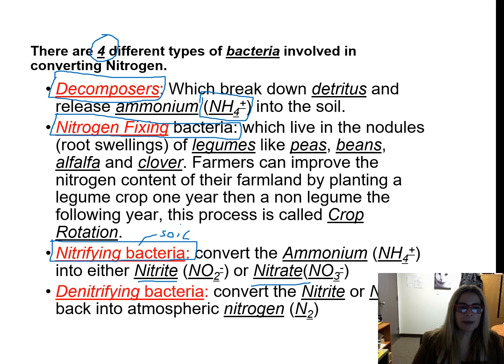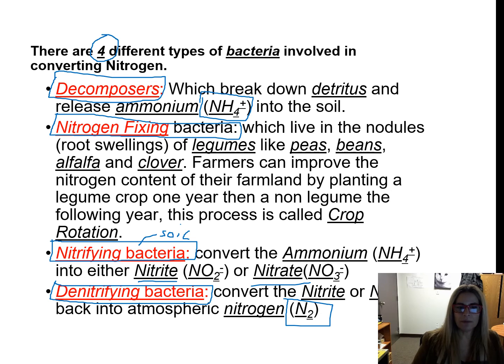And then step 3 is the denitrifying bacteria. So this is the opposite process. Nitrifying is from ammonium to nitrites and nitrates. Denitrifying is the opposite. So that's taking the nitrites and nitrates and converting it back into atmospheric nitrogen. And so the cycle continues.